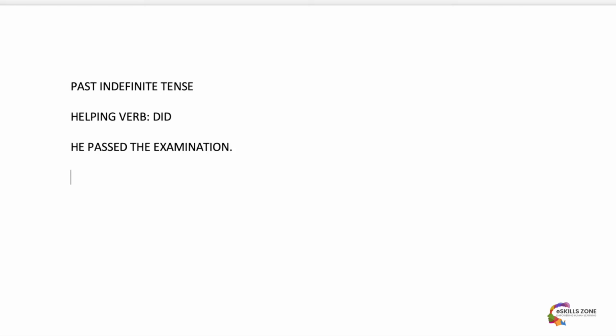This is a positive sentence, and in past indefinite tense, in positive sentences we use the second form of the verb. So I'll just mention here second form of the verb, and now we need to convert this into negative. So we'll say he did not pass the examination.